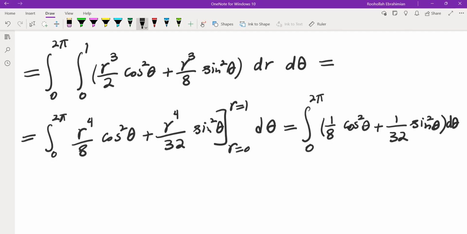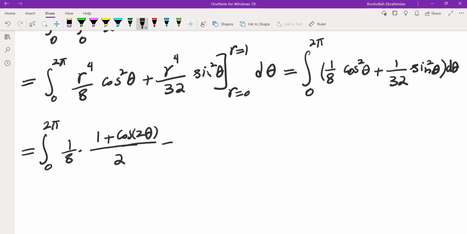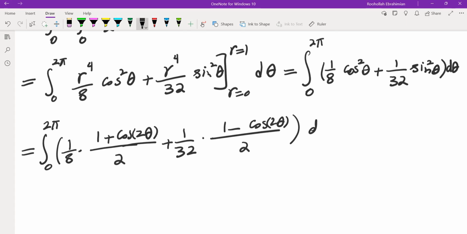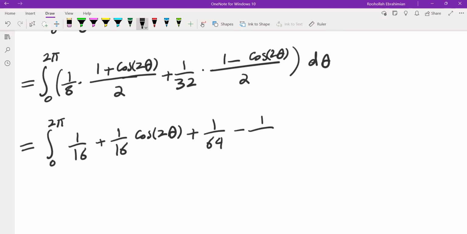When we integrate sine squared and cosine squared, we'll have to use the half angle formula. So this is the integral from 0 to 2 pi of 1/8 times (1 plus cosine of 2 theta) over 2 plus 1 over 32 times (1 minus cosine of 2 theta) over 2, d theta. Let's do that. Let's write it down one more step. This would be 1 over 16 plus 1 over 16 cosine of 2 theta plus 1 over 64 minus 1 over 64 cosine of 2 theta.